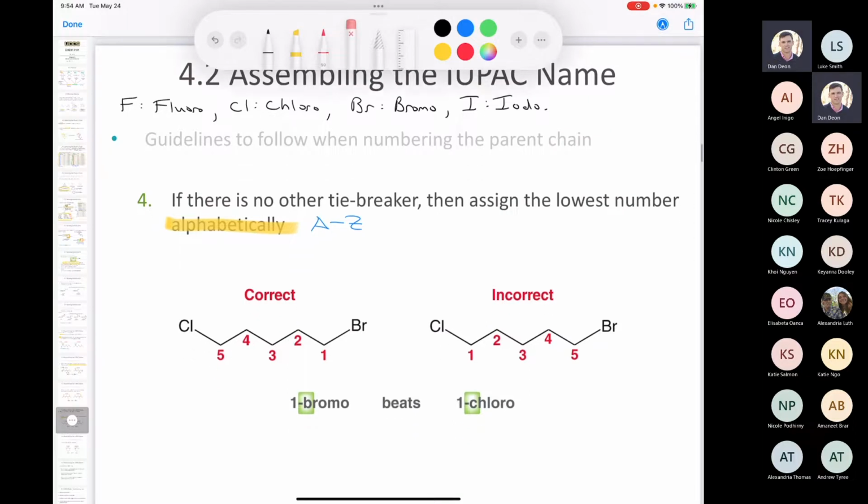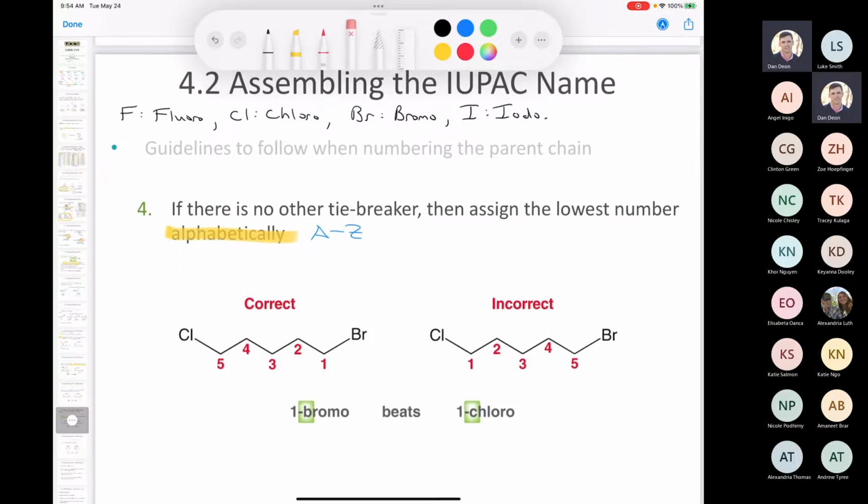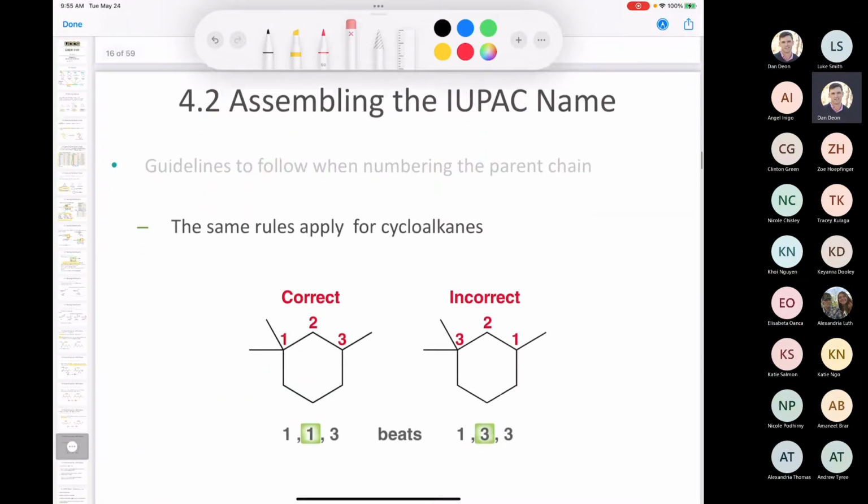So we go for a tiebreaker. And in this case, we go alphabetical order. Well, B beats C. B comes before C in the alphabet. You can sing the song if you want to. And so one bromo is going to beat out one chloro. All right. So there we go.